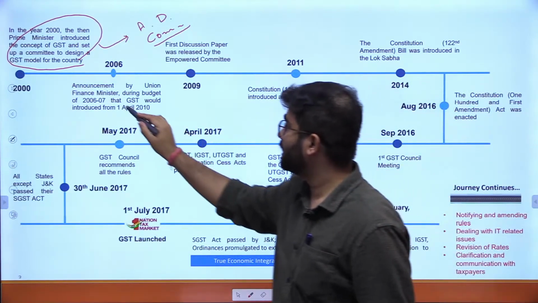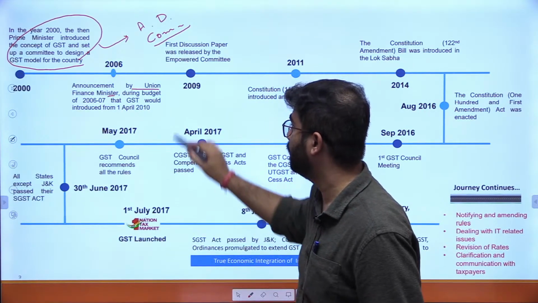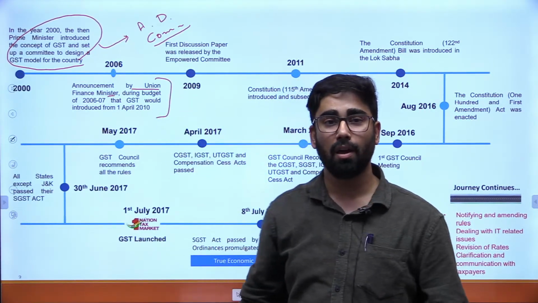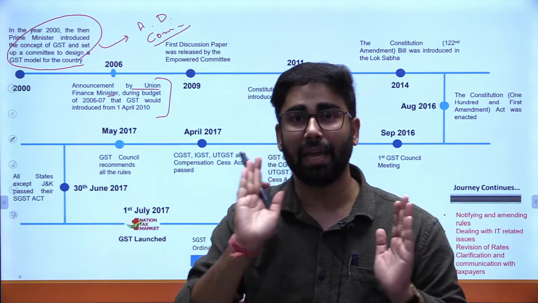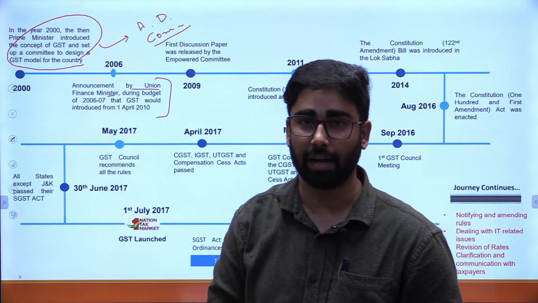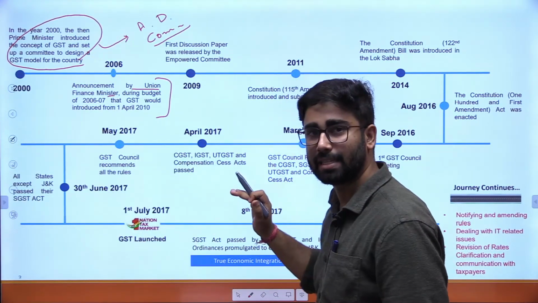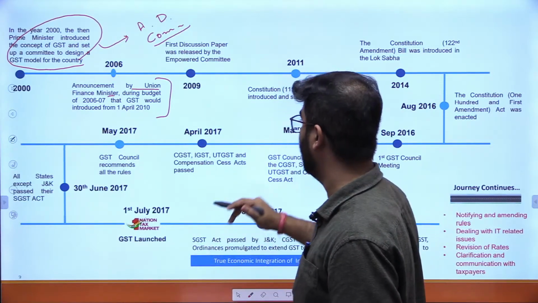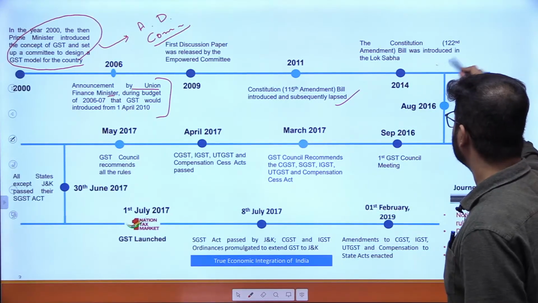उसके बाद 2006 में अनाउंसमेंट बाय यूनियन फाइनेंस मिनिस्टर ड्यूरिंग बजट ऑफ 2006-7 दैट जीएसटी वुड बी इंट्रोड्यूस्ड फ्रॉम 1 अप्रैल 2010. यानी कि 2010 में ही इसे इंट्रोड्यूस करने का डिसीजन ले लिया गया था, बट डिलेज होते गए और इसलिए फाइनली जीएसटी आया 2017 में. खैर उसके बाद कई बिल्स इंट्रोड्यूस हुए बट वो लैप्स भी हुए.